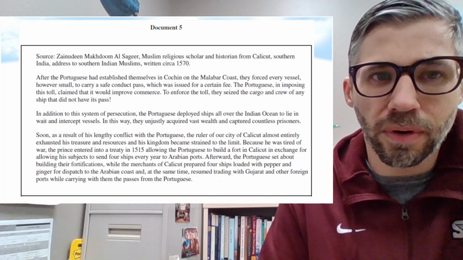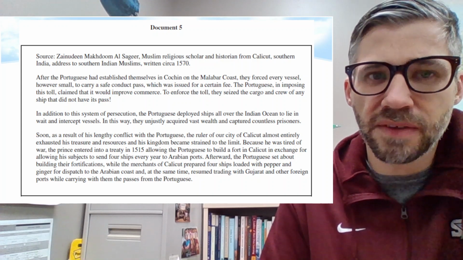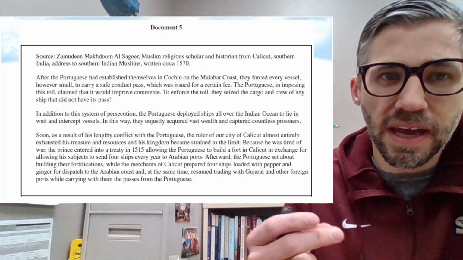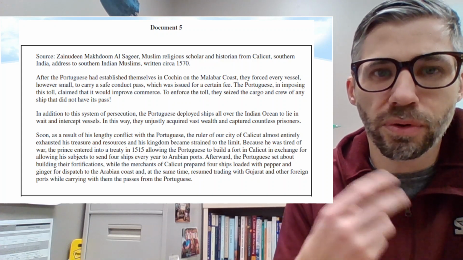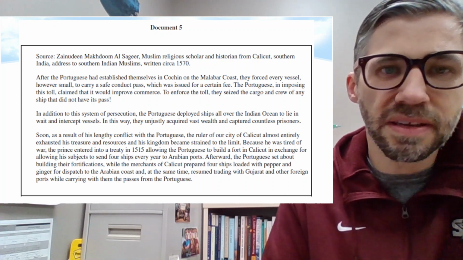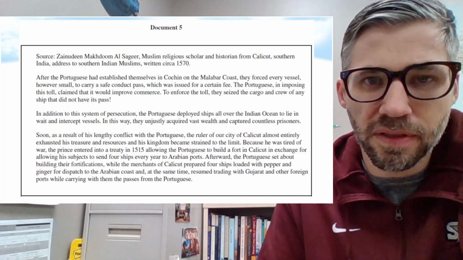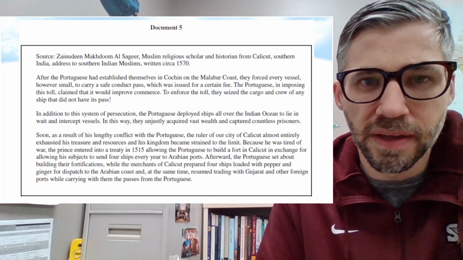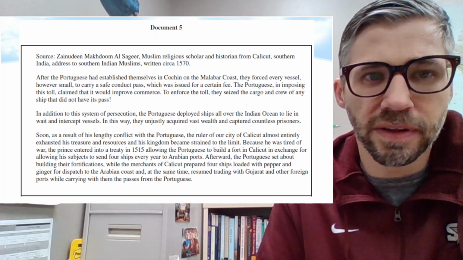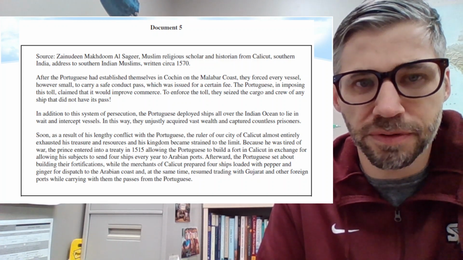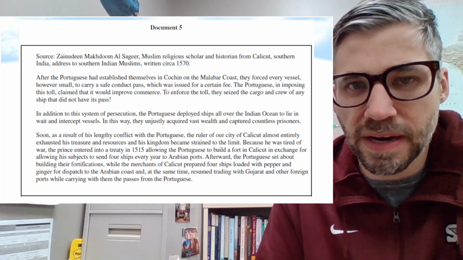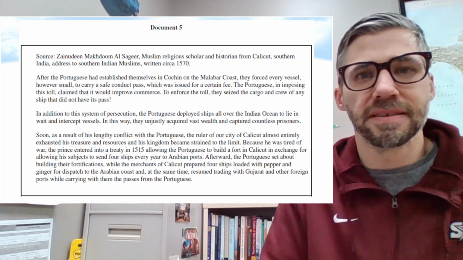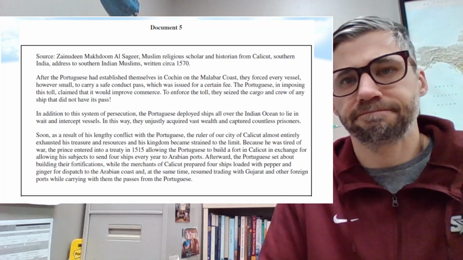Because he was tired of war, the prince entered into a treaty in 1515 allowing the Portuguese to build a fort in Calicut in exchange for allowing his subjects to send 4 ships every year to Arabian ports. Afterward, the Portuguese set about building their fortifications while the merchants of Calicut prepared 4 ships loaded with pepper and ginger for dispatch to the Arabian coast, and at the same time resumed trading with Gujarat and other foreign ports while carrying with them the passes from the Portuguese.